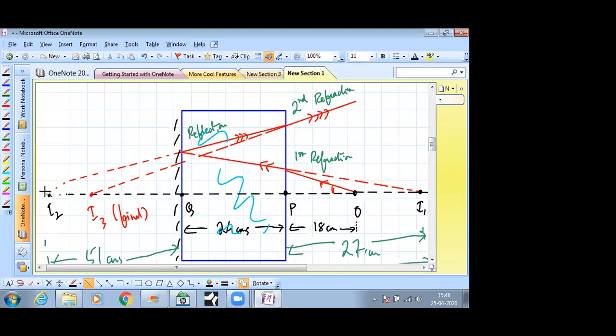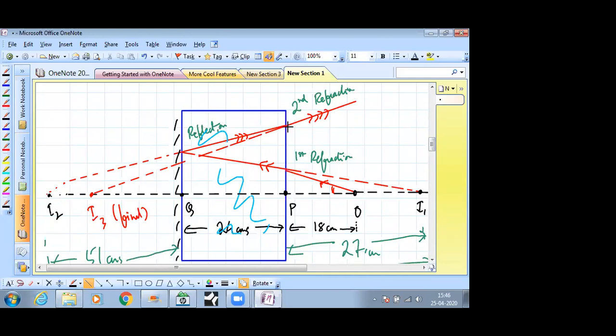So anyway, to this interface, on that side you have air, on this side you have glass. To this interface, the object is nothing but I2. So what is the real depth of the object? It is this distance, PI2. So PI2 is how much? It is 24 plus 51, that is 75.